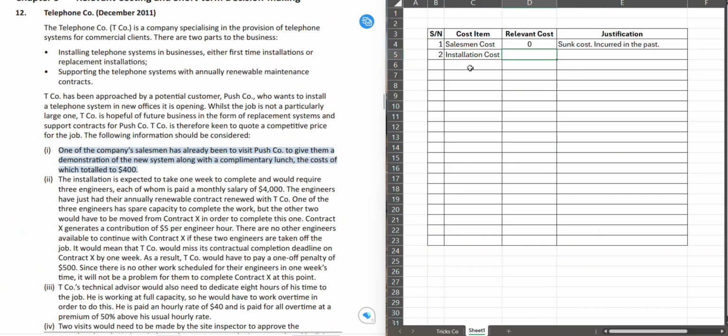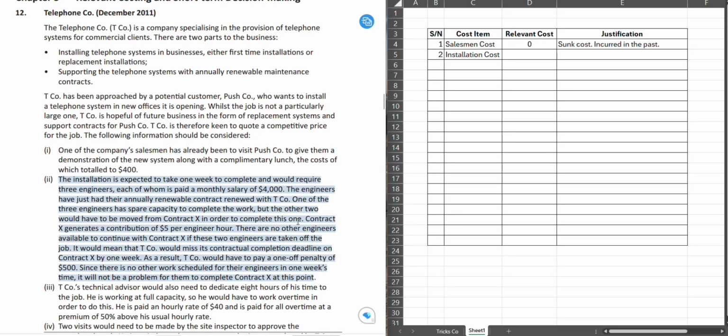Let's read about what it's saying about it. Note 2. The installation is expected to take 1 week to complete and will require 3 engineers, each of whom is paid a monthly salary of $4,000. The engineers have just had their annual renewable contract, so that means the contract is annually for the engineers. One of the 3 engineers has spare capacity to complete the work. So one of them has spare capacity to do the job, so we don't even need three of them. Well, let's say, but it's okay. But the other two would have to be moved from contract X in order to complete this one.